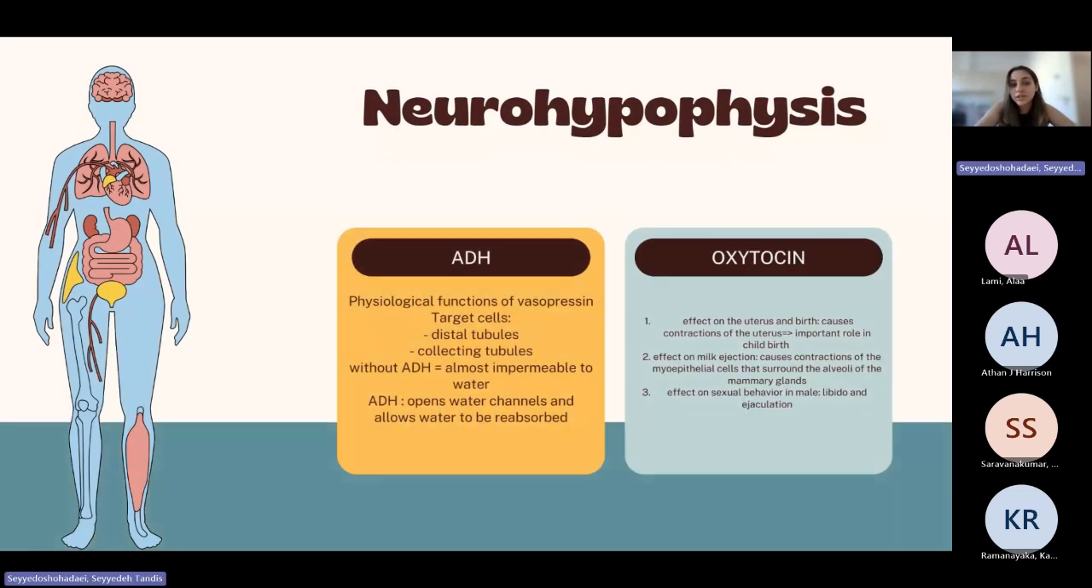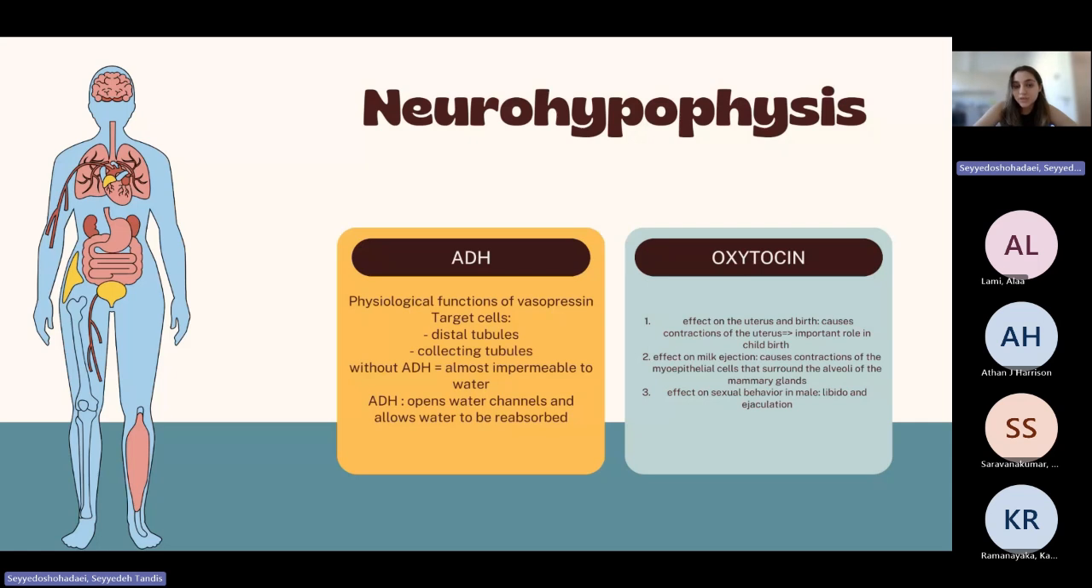Now, the posterior part of the pituitary gland is also known as the neurohypophysis. It produces two types of hormones, ADH and oxytocin. ADH's main function is to regulate the concentration ability and the dilution ability of the kidneys.